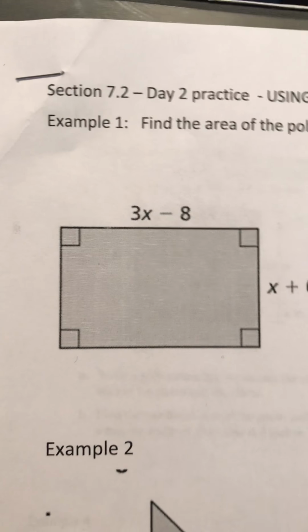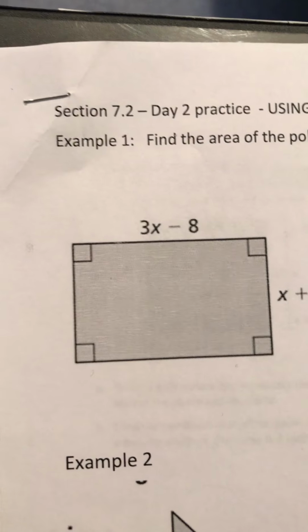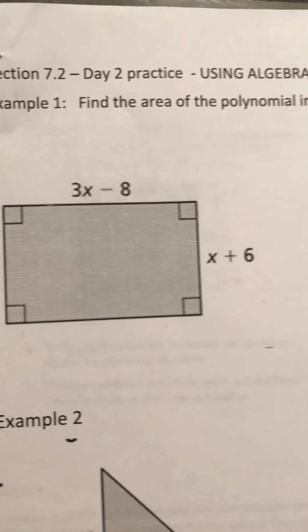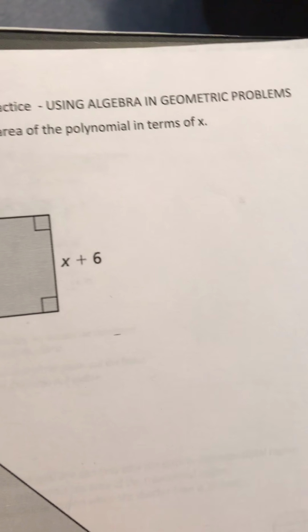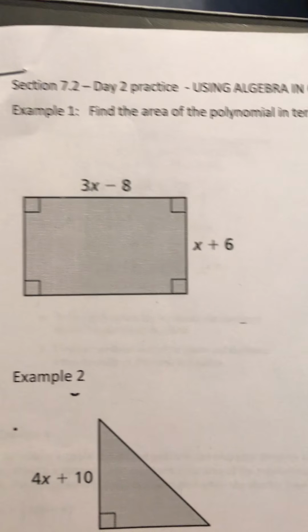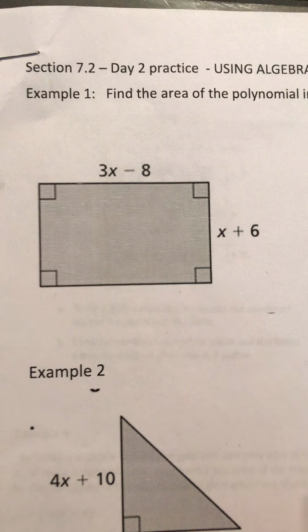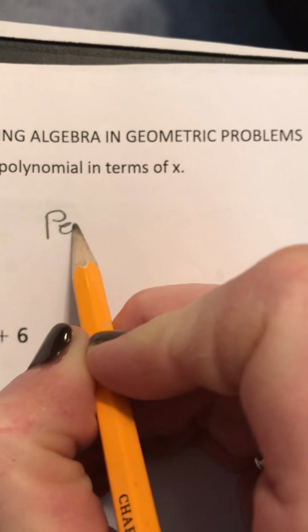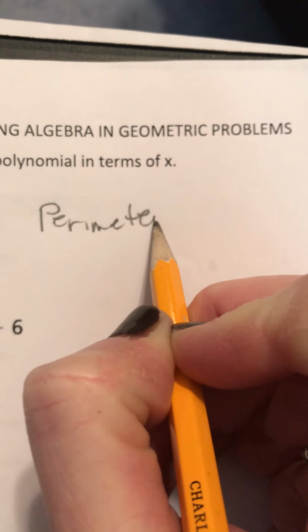Okay, well, today's video is on our second part of section 7.2, which we're kind of calling the geometric section. We're going to be using algebra and geometric problems. So this first example actually asks us to find the area, but I'm going to make another proposal too, that sometimes you can find the perimeter.